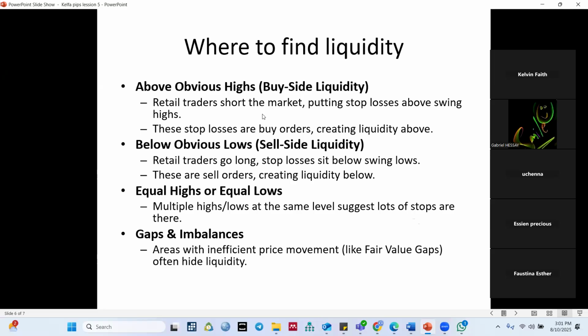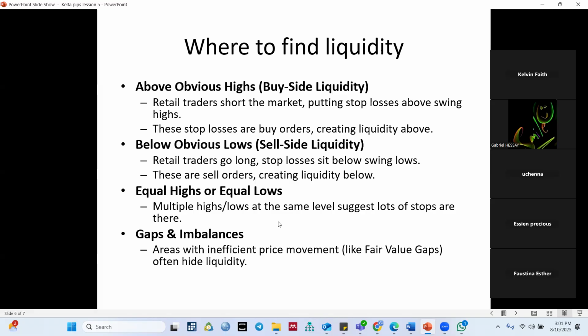So where to find liquidity? Once again, above obvious highs, that is called buy side liquidity. Retail traders who short the market will put their stop losses above highs. I've already explained all this. And below obvious lows, that's called sell side liquidity. Also, equal highs and equal lows. That's what we see as double bottoms and double tops.